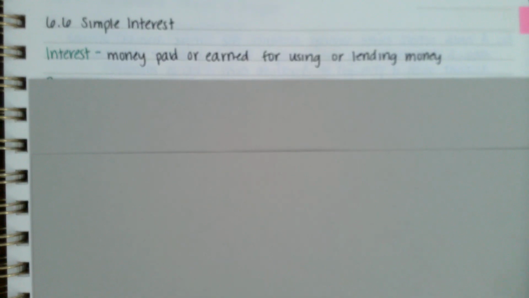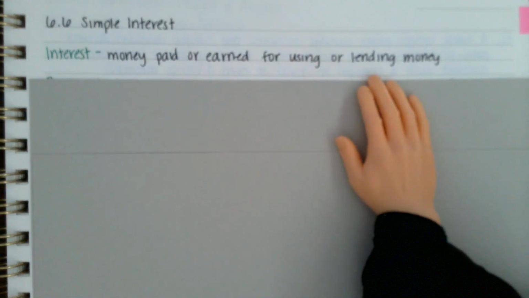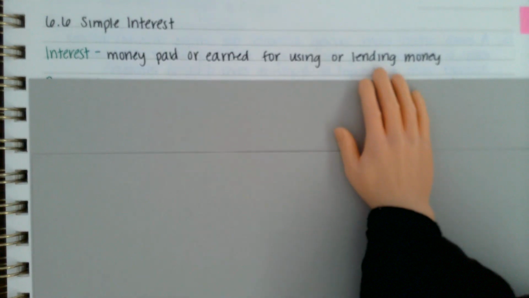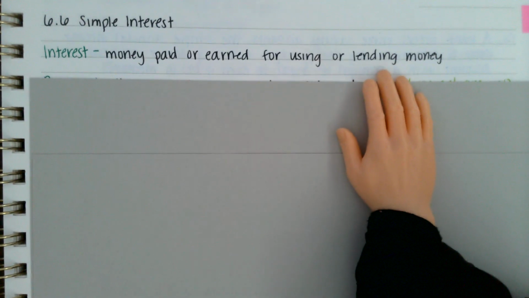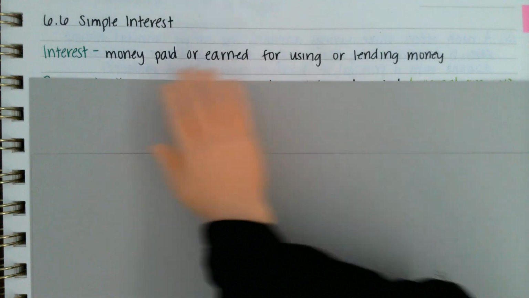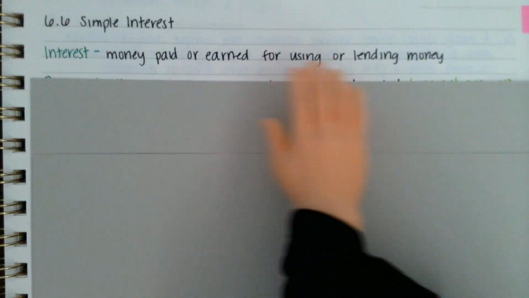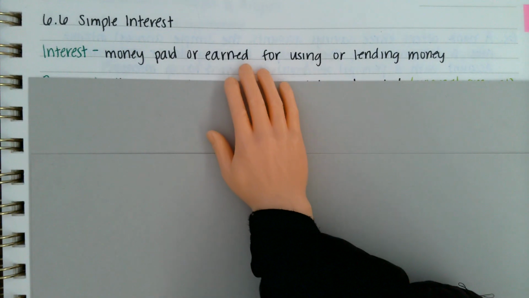This is 6.6 simple interest. Interest is the money paid or the money earned for using or lending money. If you are using someone else's money, you're going to pay interest. If you are lending money, you're going to earn interest.